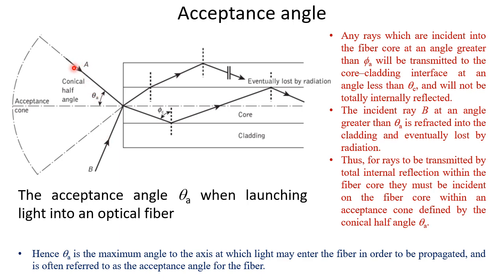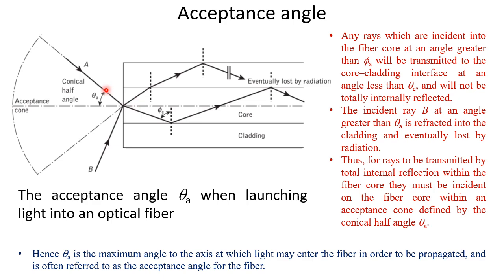Now consider another ray, this ray A, which is incident with an incident angle of theta A. It is basically the conical half angle, that is, we are actually observing the cross section of the fiber in a longitudinal direction. So when the light A is incident on the fiber with this angle theta A, it will be inserted inside the core of the fiber.